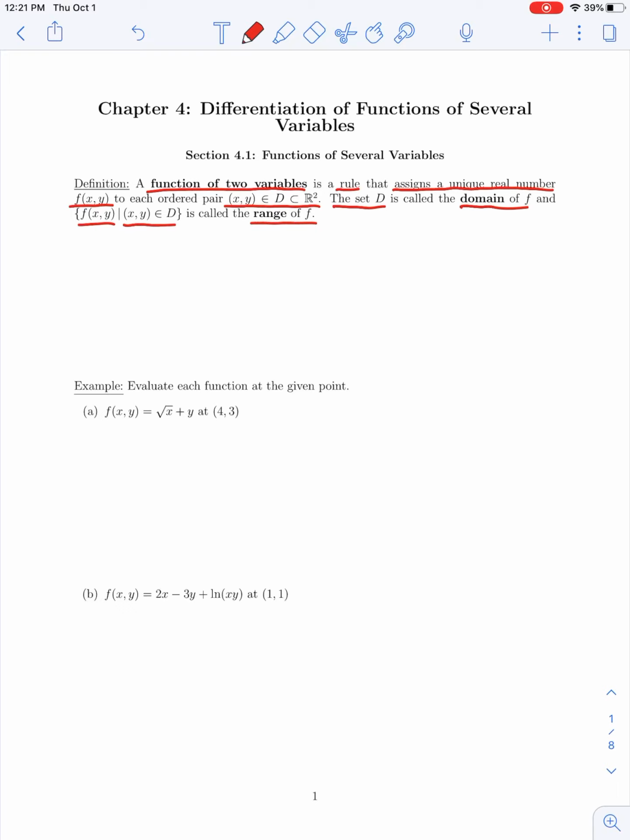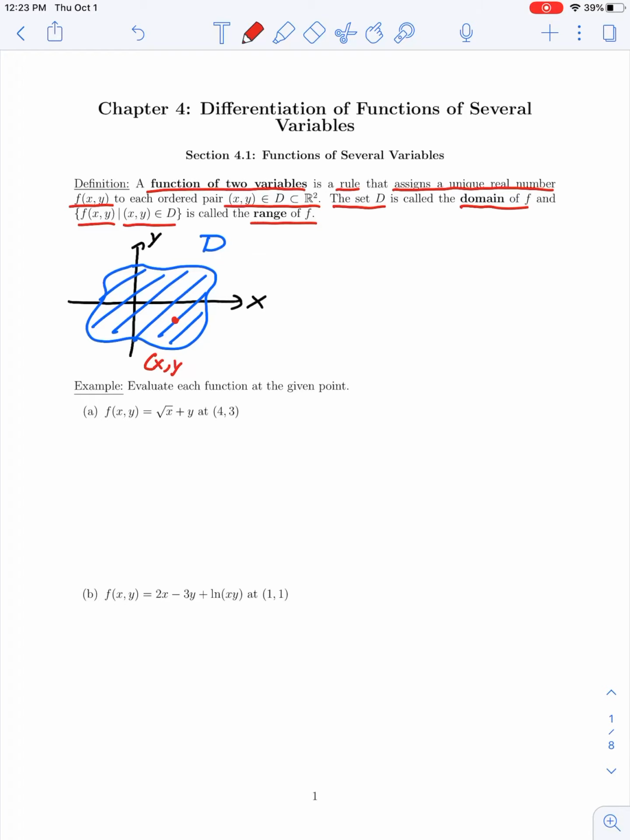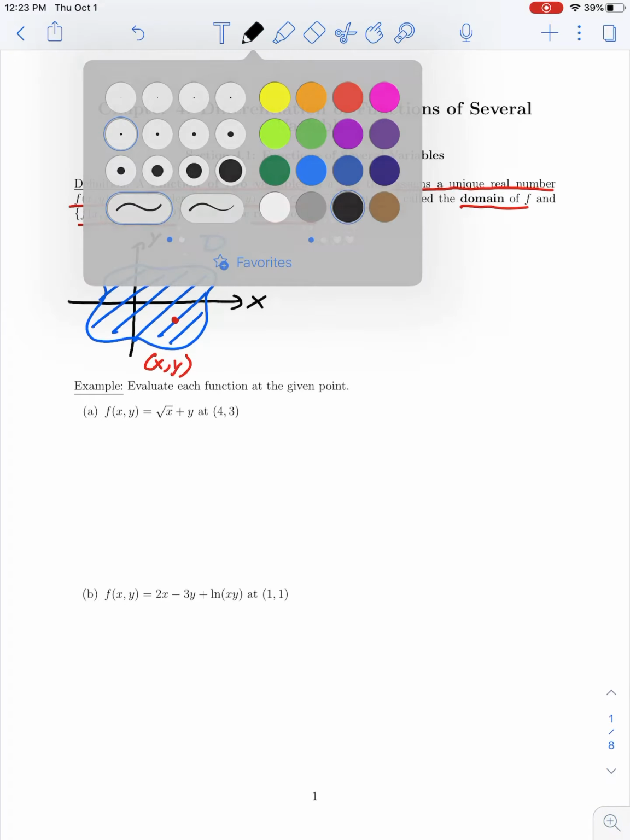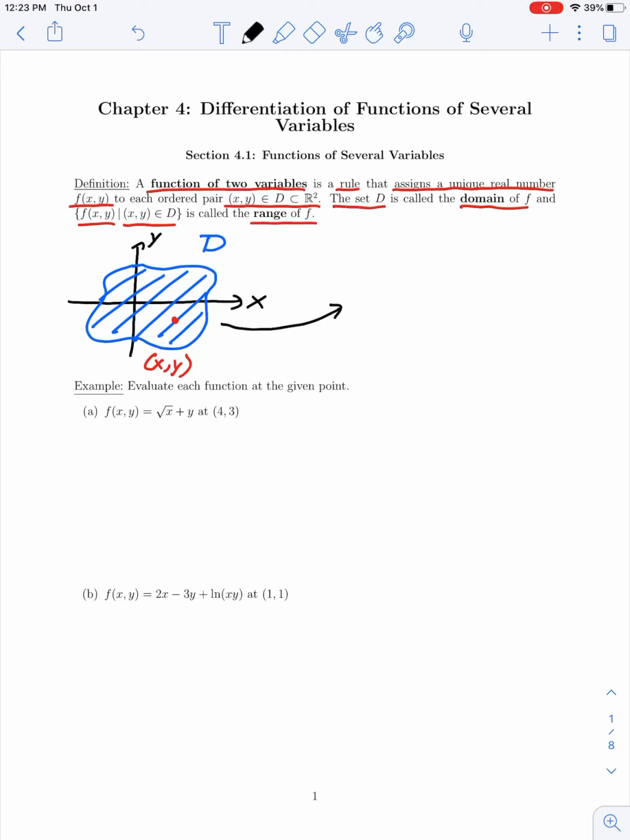Now the set D that we're taking points from is called the domain of our function f, and the set of all outputs f of x, y such that x, y is a point in the domain is called the range of our function. So to illustrate the idea, let's say that we're considering some subset of the xy plane. So maybe some plane region shown here. And for points within this region, which would be the domain of our function, I'm going to say some point x, y, we are assigning to that point a unique real number.